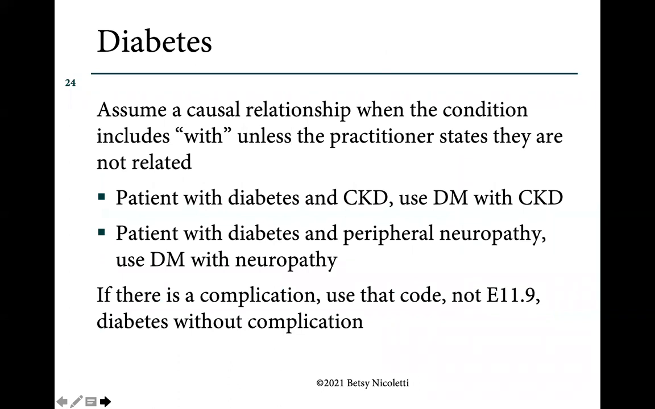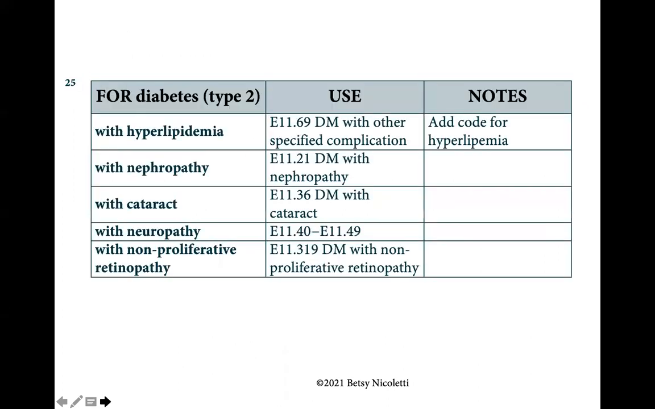So we're assuming a causal relationship when the word "with" is in it. Diabetes with chronic kidney disease, diabetes with peripheral neuropathy. If there's a complication, we prefer to use that code and not the E11.9. And I did look at your Arcadia report, and it looks to me like I might be preaching to the choir here, that many of you are using these more specific codes. Here are just some of them.